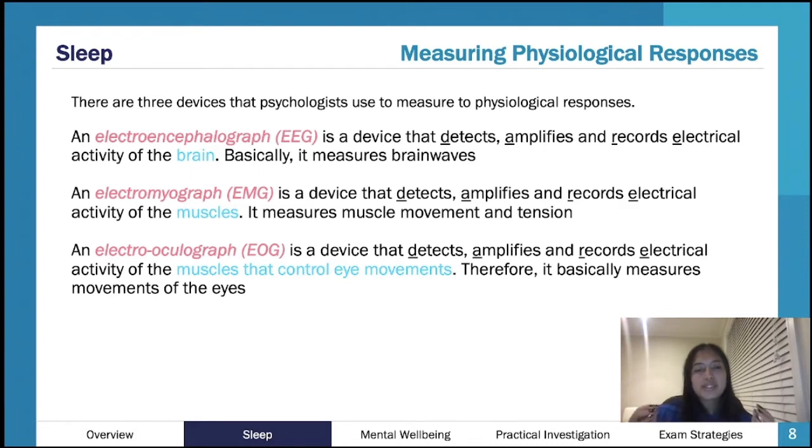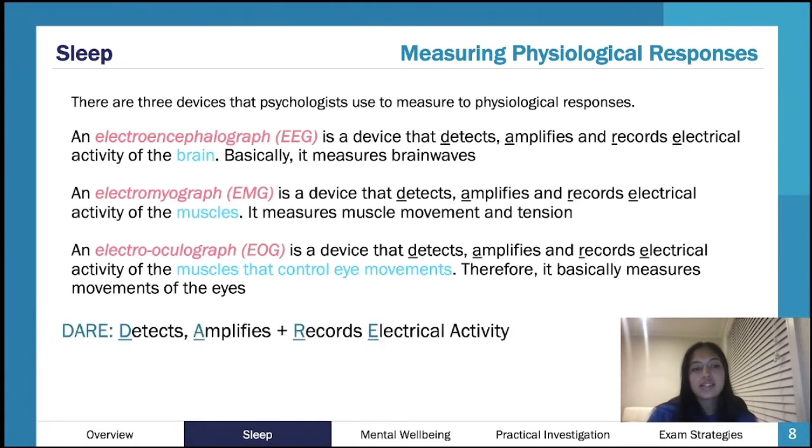This is probably the most specific psych gets. Usually, they're very lenient with the terms you use. And just what I was saying before about how nothing's really very definition based, and knowing the definition of specific terms isn't such a huge thing. But in this case, it is so important that you always use this acronym. You have to always use these terms: detects, amplifies, and records electrical activity. Always use that. I don't know why, but VCAA are just very, very picky when it comes to this.